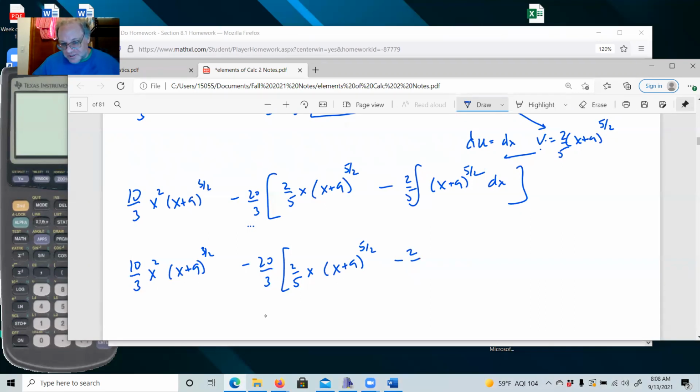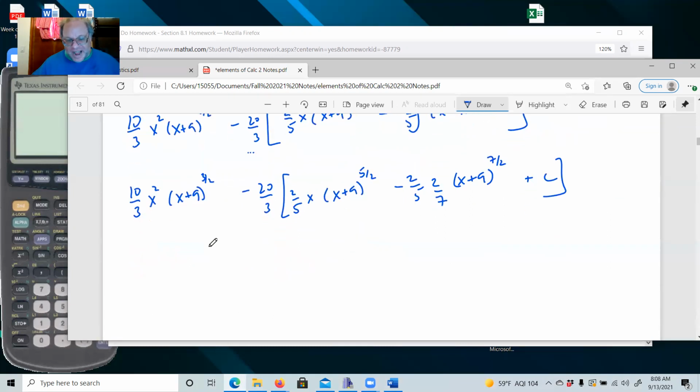So 2/5 x times (x plus 9) to the 5 halves, and then minus that, we have to integrate this. So it's 2/5 here, and integrating this we have (x plus 9) to the 7 halves, times 2/7. All right, now distribute. See, I knew you guys were going to still have some fun here. They definitely have some problems where you have to do this twice as well. What's 20 over 5? Isn't that 4?